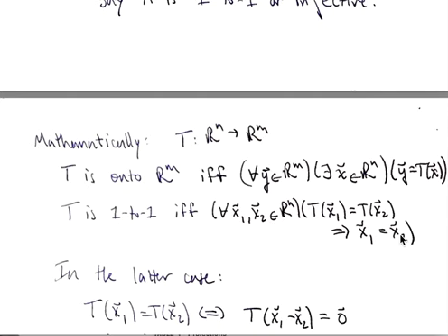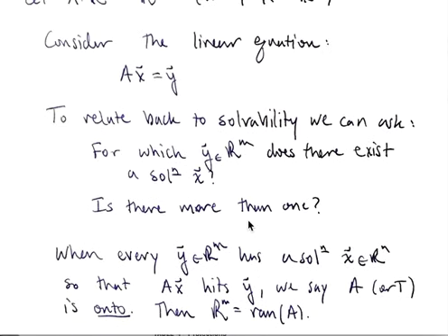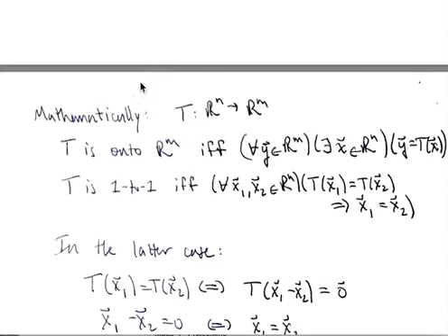This is preventing the possibility of two distinct solutions to the same equation. And again, that's probably the best way to think about it: if for all y's that have a solution, there is one and only one solution, we say that the mapping is injective.